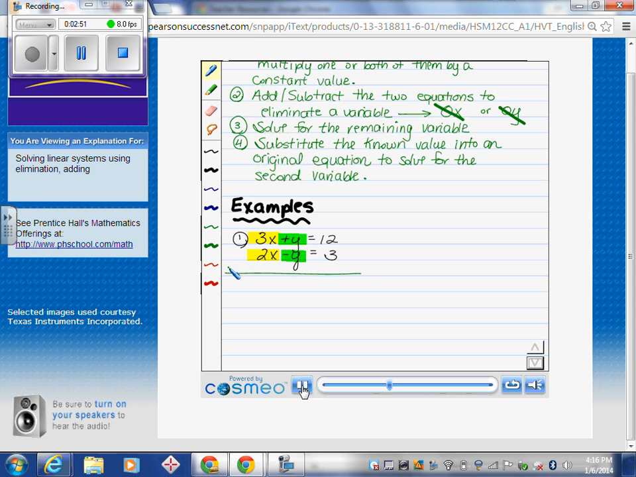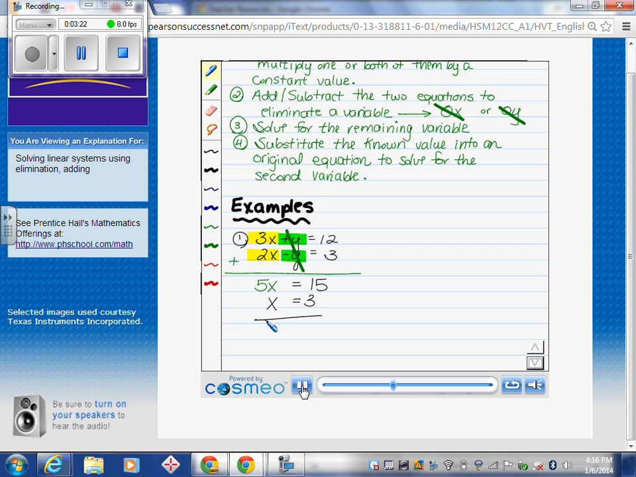So let's just go ahead and add right away. 3x plus 2x is 5x. When we add 1y and negative 1y, it is eliminated. Now if we go ahead and add 12 plus 3, we get 15. 5x equals 15. If we divide both sides of that equation by 5, we get our first part of our answer, x is equal to 3.